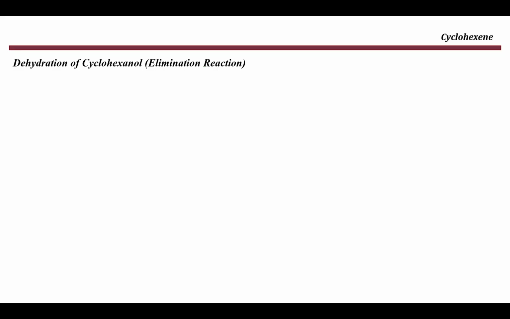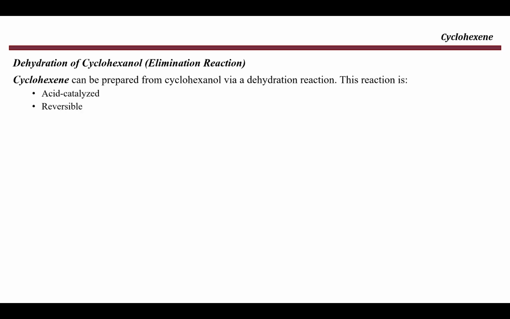This is a dehydration reaction, which is one of the elimination reactions that can be used to prepare alkenes from alcohols. So cyclohexene can be prepared from cyclohexanol via the dehydration reaction. This is an acid catalyzed reaction and it is a reversible reaction, as we will see in a moment.